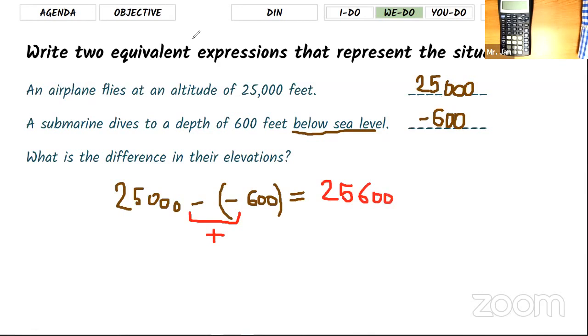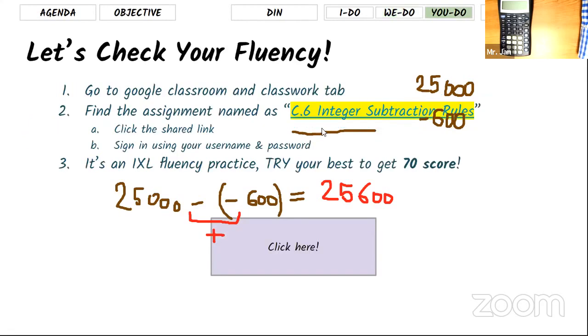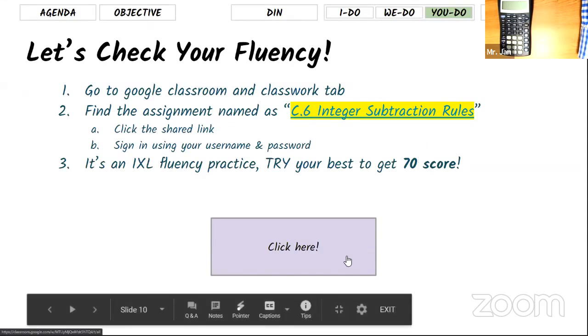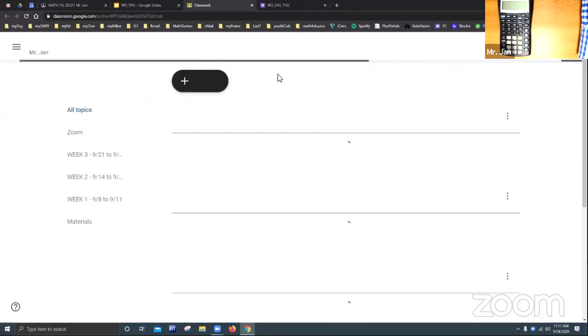Okay. And this is about today's lesson. So there is one IXL that you need to practice. It's C6, integer subtraction rules. Okay. Try to get as close as 70 and feel free to use your calculators. So let me show you a couple of examples of what it looks like.